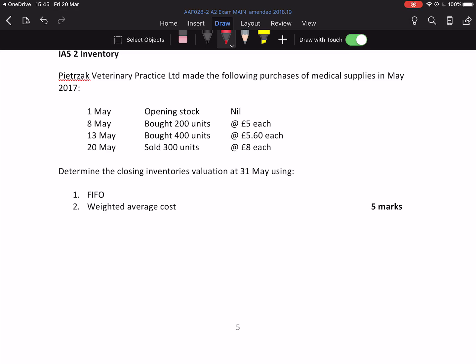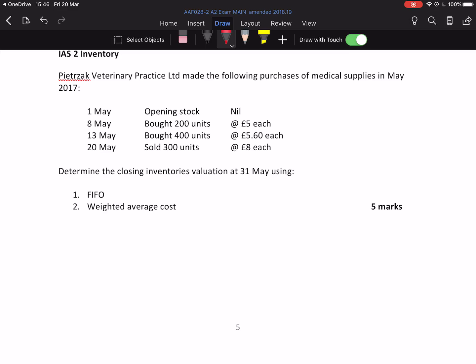But in this example, we're basically going to determine what the closing value is of the valuation of 31st of May. So in this particular example, I've got the answer as well to save me from having to do the calculation. We have done this before, so some of you might remember. So let me show you what we do first. We work out what the table is first. So you have a look at what we've got.